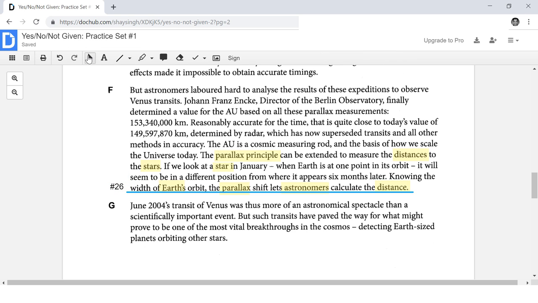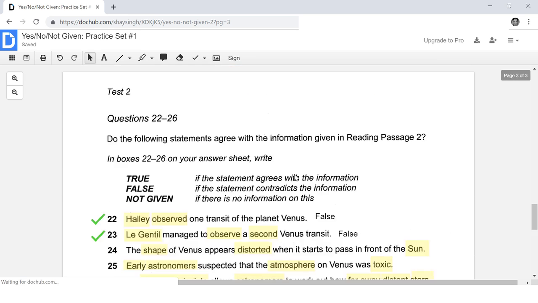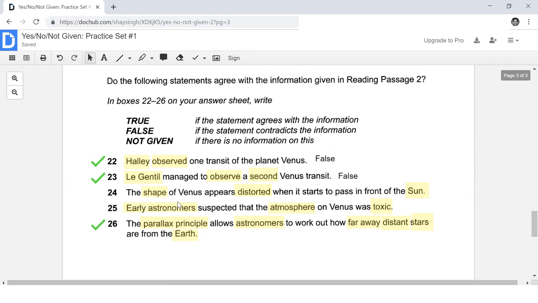And guys, I want you to take a guess. What do you think the answer to this is going to be? Number 26, it says that astronomers are able to calculate the distance between the Earth and stars using the parallax principle. That's what this is saying down here. So let's read our question sentence. The parallax principle allows astronomers to work out how far away distant stars are from the Earth. What do you think the answer will be?